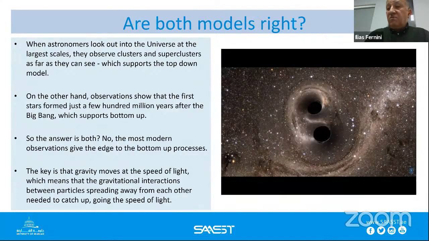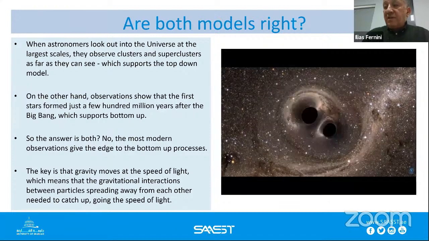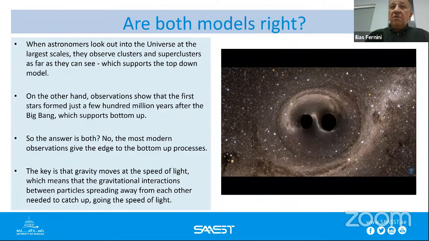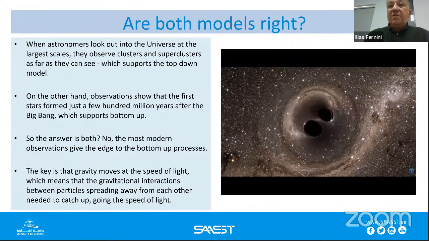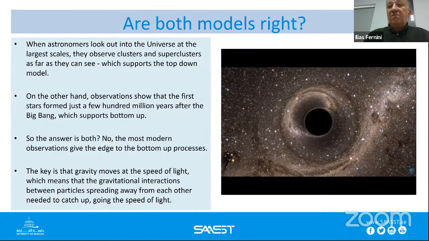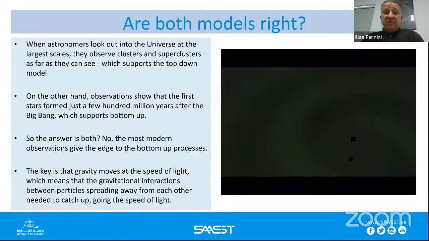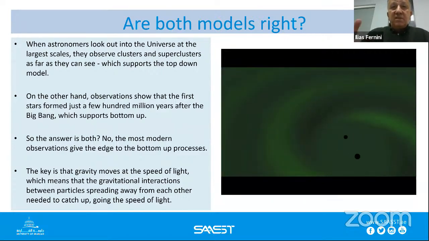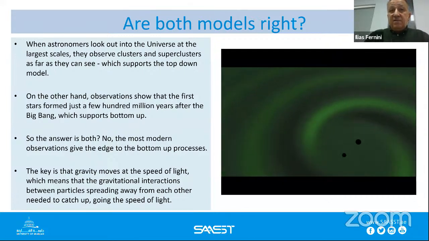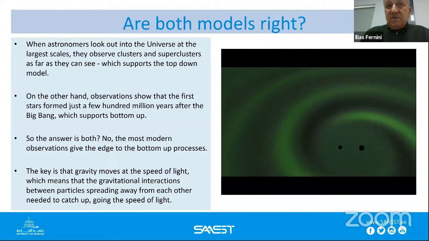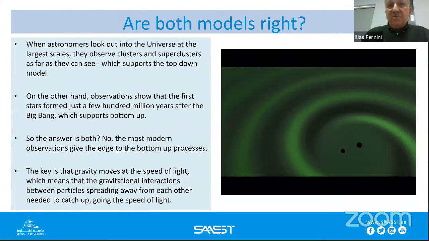That observation is proving to us that the first few stars formed just a few hundred million years after the Big Bang. And if these stars formed just a few hundred million years after the Big Bang, what does it mean? It means that it will support the bottom up. So the answer is both, the answer is no at the same time.